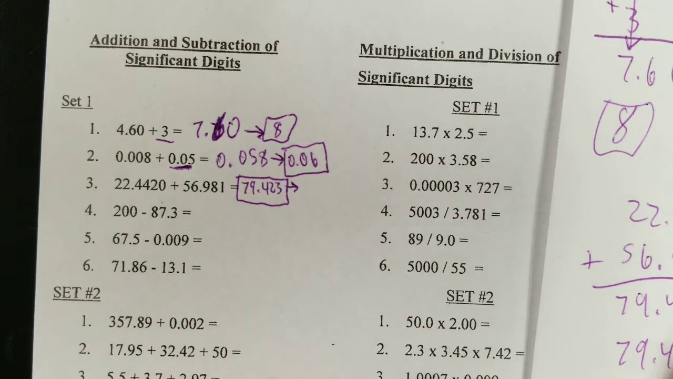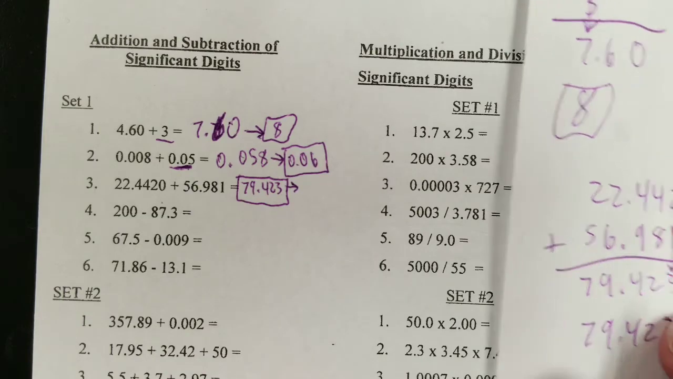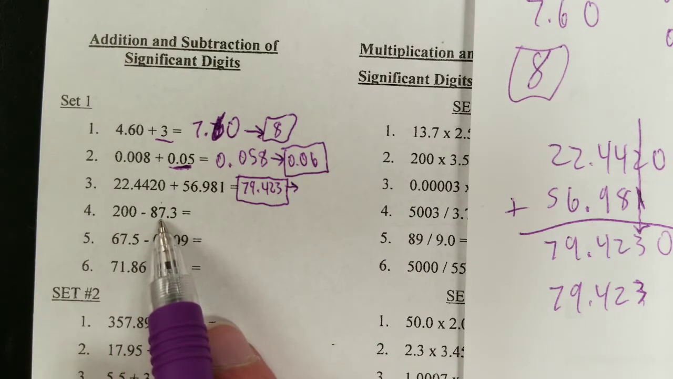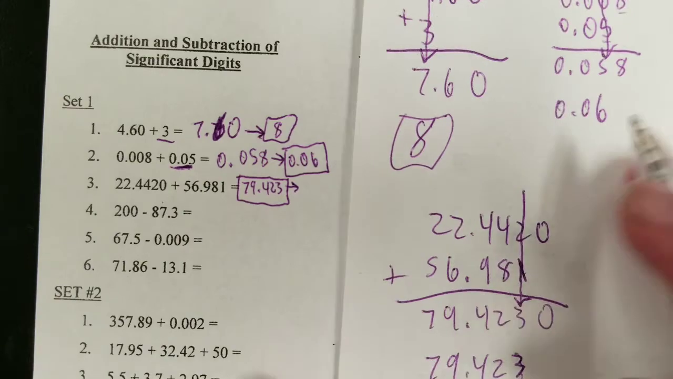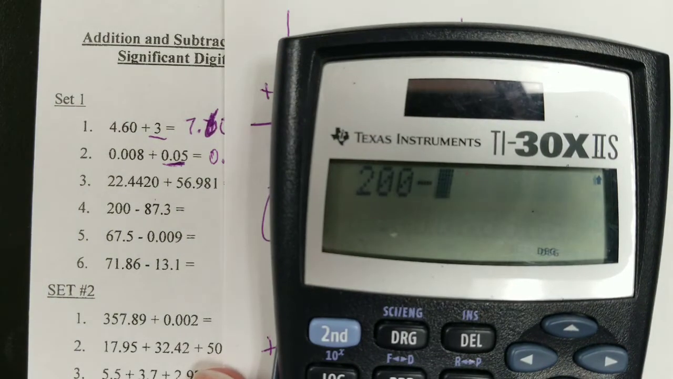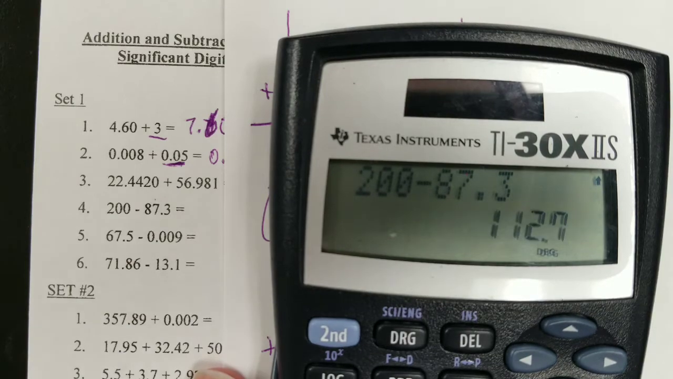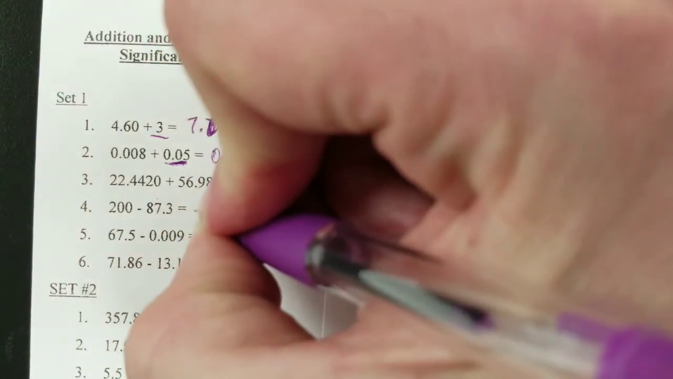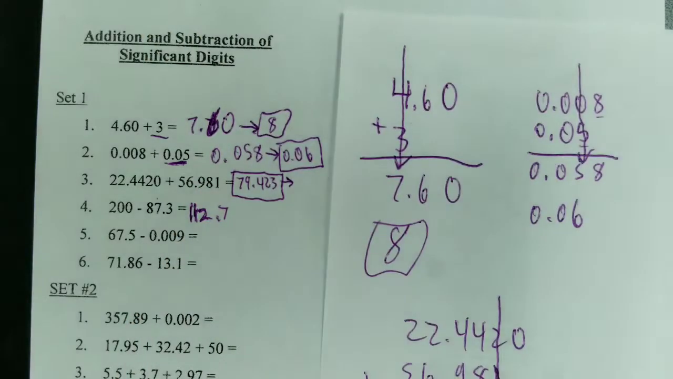All right, let's see. For this next one, 200 minus 87.3. 200 minus 87.3 is 112.7. Oh, that's terribly sloppy, but I think you get the idea. 112.7 is your raw answer.